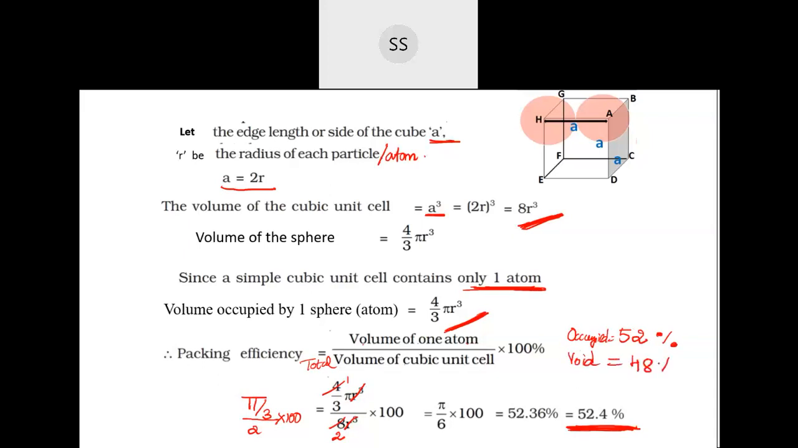So that means if atoms pack themselves in a simple cubic unit cell, they will be wasting around 48 percent of space, which will go as a void. That 48 percent of the space will go as void. Only 52 percent will be occupied by the atom.